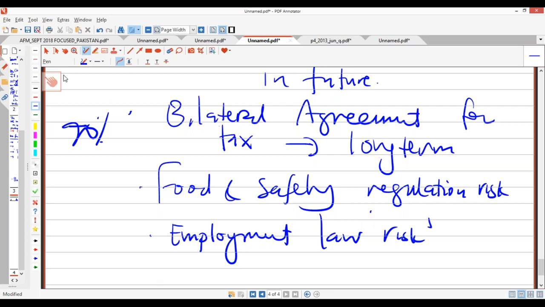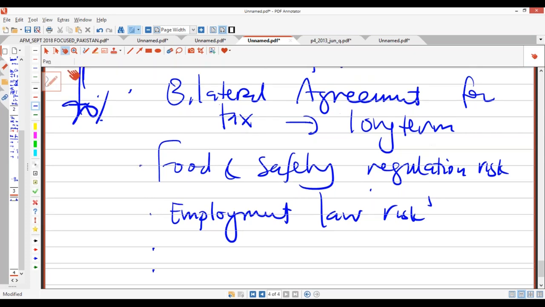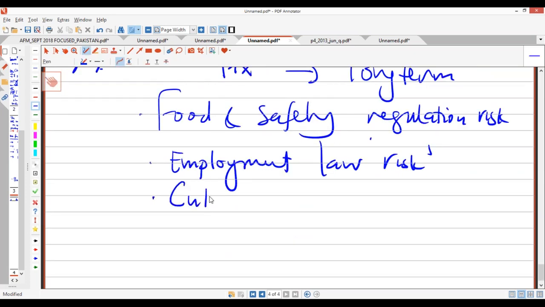Cultural risk. If you're going to a country, you have to make sure your food is in line with their culture. If it's going to be non-halal, then make sure you provide halal-type products. You have to do it. Cultural risk.